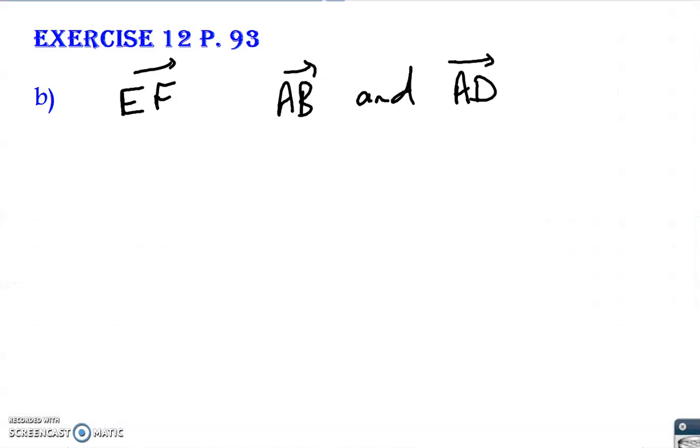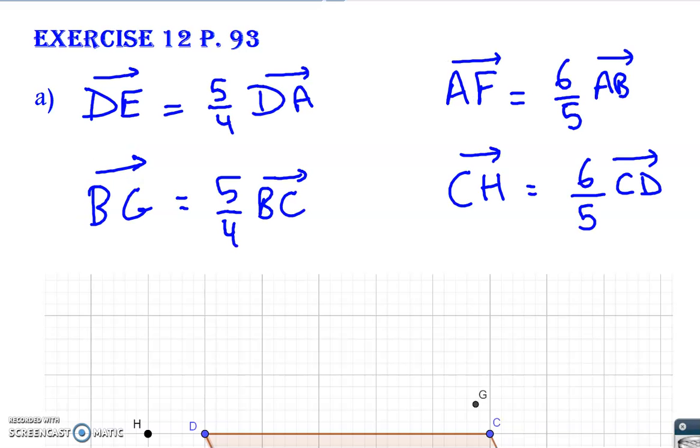This is part A. In part B, the first part says, find EF as a linear combination of AB and AD. So I want to write EF as a real number times AB plus a real number times AD. So of course we need to apply Chasles's rule. To do this, we have to look at the given. In the given, I have DE and AF, BG and CH. I want to find EF.